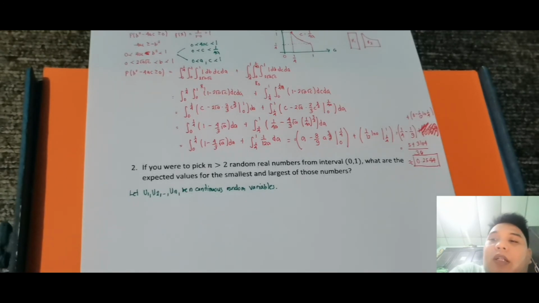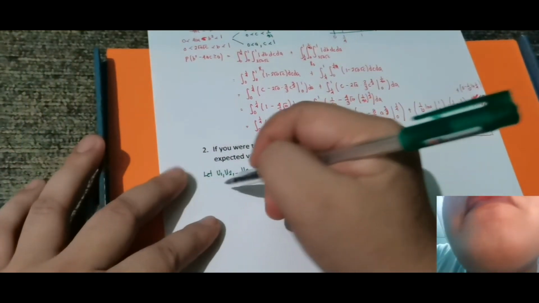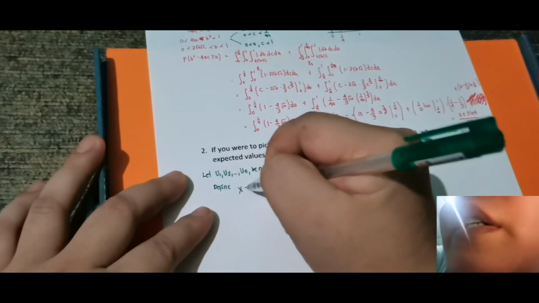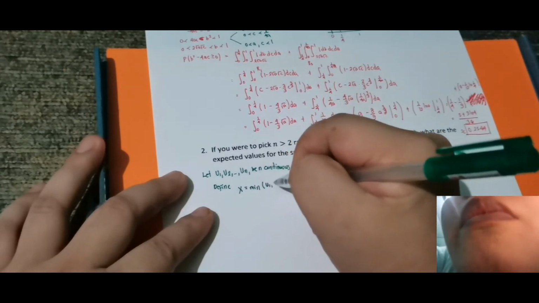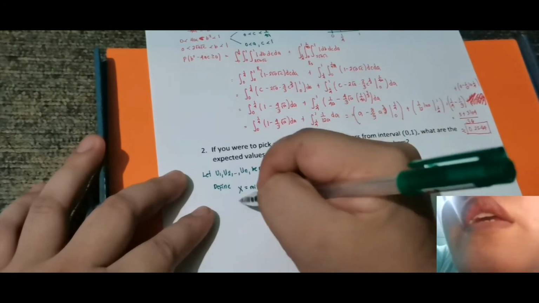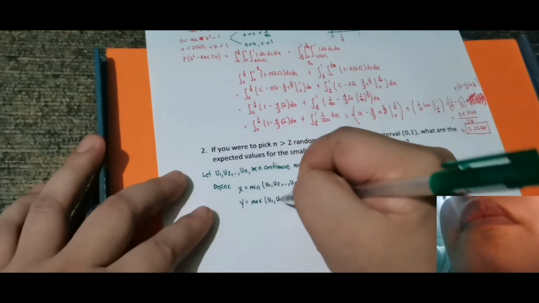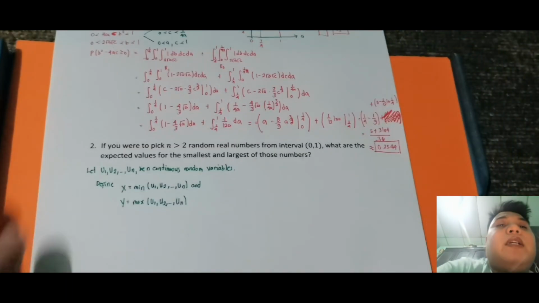Okay, so now i-represent natin yung X and Y, or i-define natin X and Y. So again, yung U sub 1, U sub 2, U sub n is yung mga random real numbers na yan. Okay, so define X to be the minimum among those numbers, so the minimum between U sub 1, U sub 2, U sub n, and Y be the maximum between U sub 1, U sub 2, U sub n.